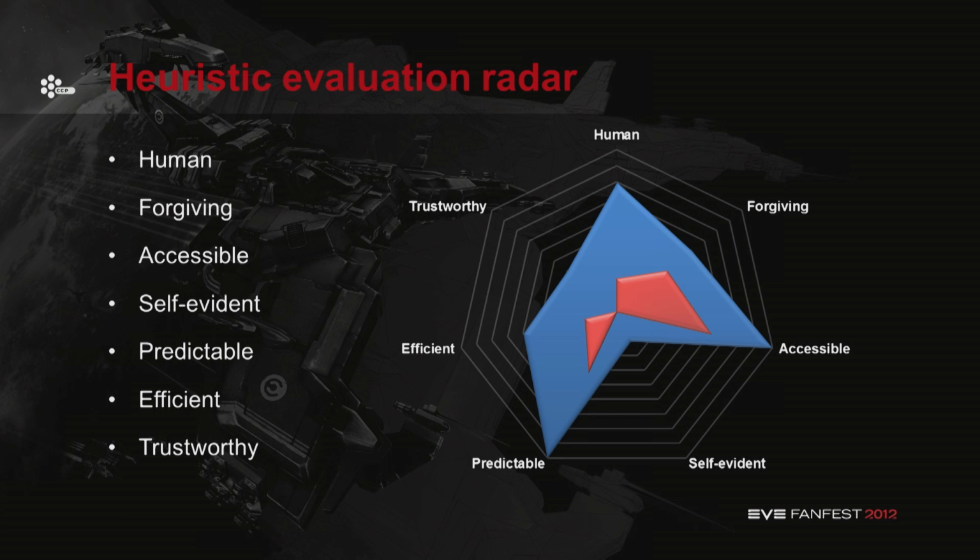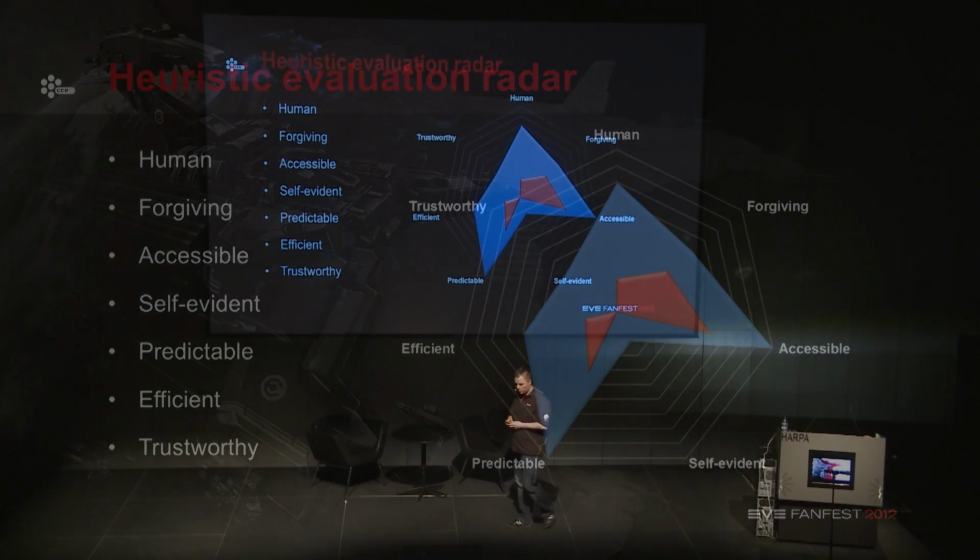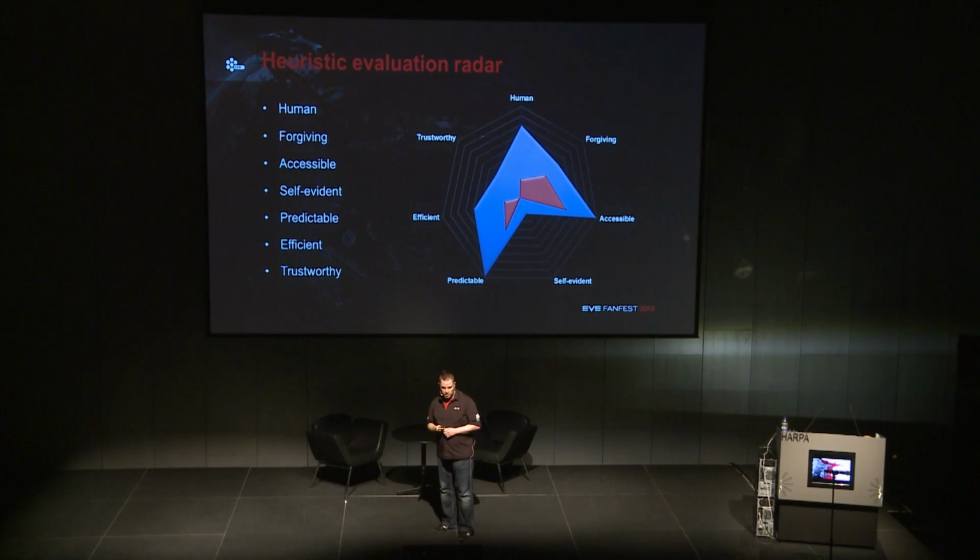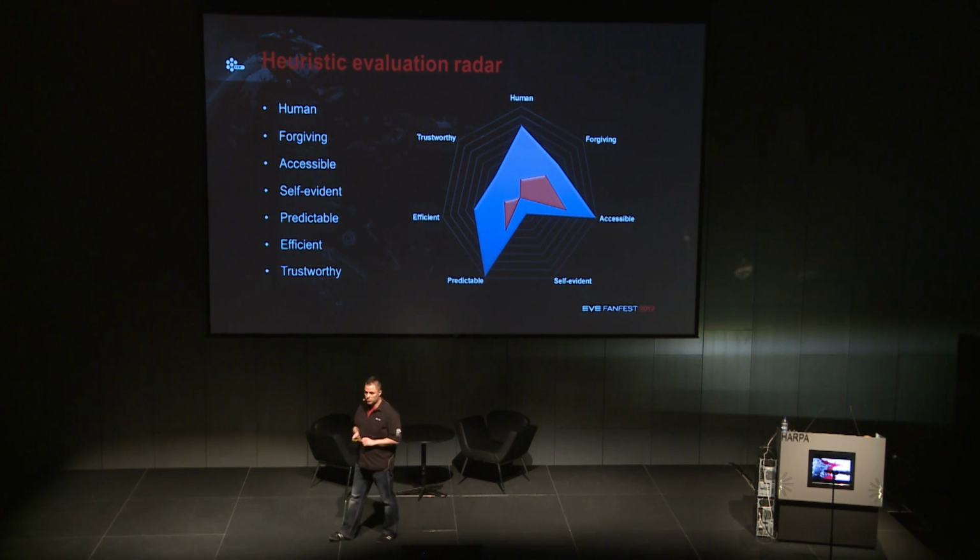For example, in game design, if you're creating a new feature that's supposed to be exciting and mysterious, you don't really want it to score high on predictable. So you need to break the rules sometimes, but it's good to measure it still so that you know you're breaking the rules and you're doing it on purpose.